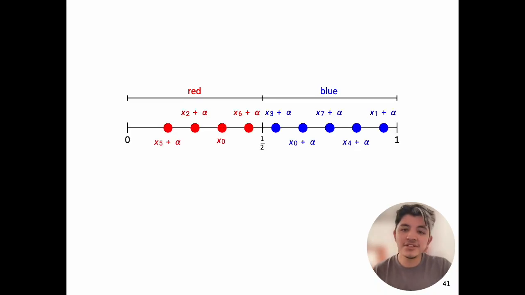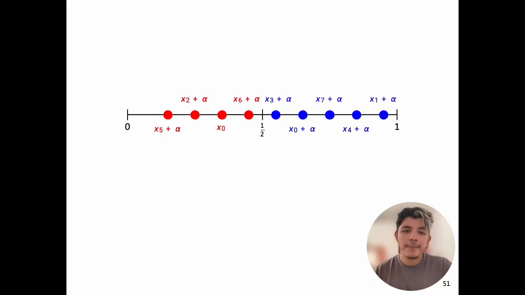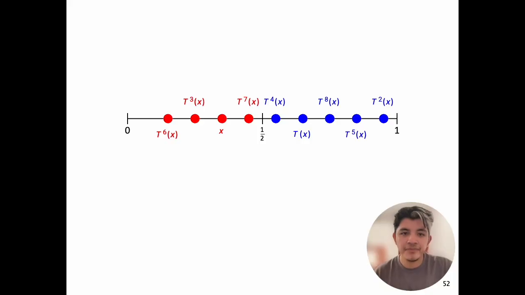Now, in order to save some notation, we consider the following expression. This is the expression of the nth iteration of t with itself, and is defined as t to the n of x equals x plus n times alpha. With this expression, we may find a more attractive and useful notation for the points of the interval. Here we have the points, and if we use the previous expression, then the points are like this.